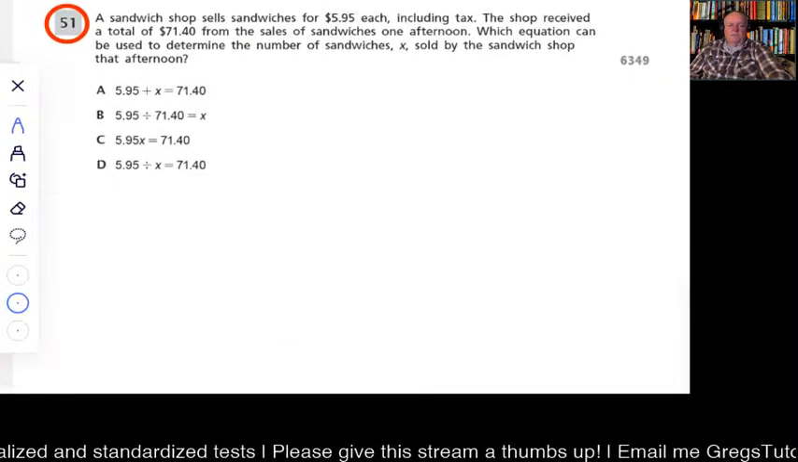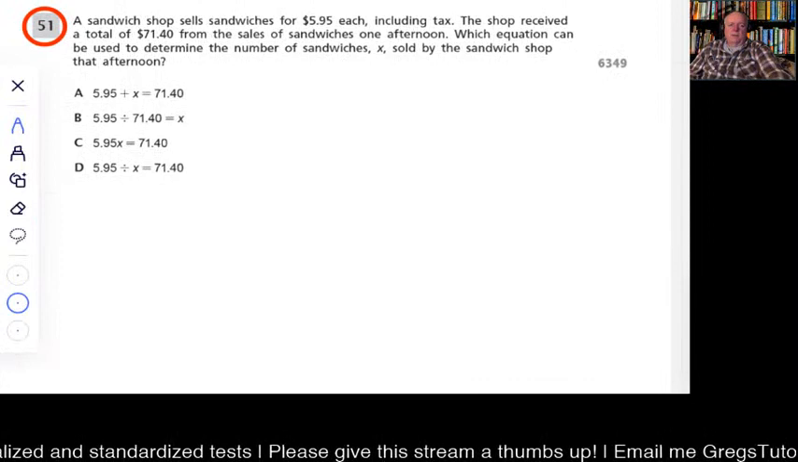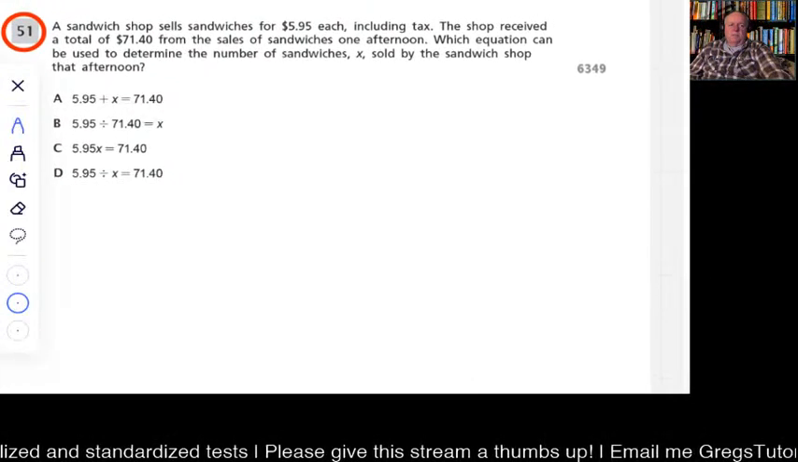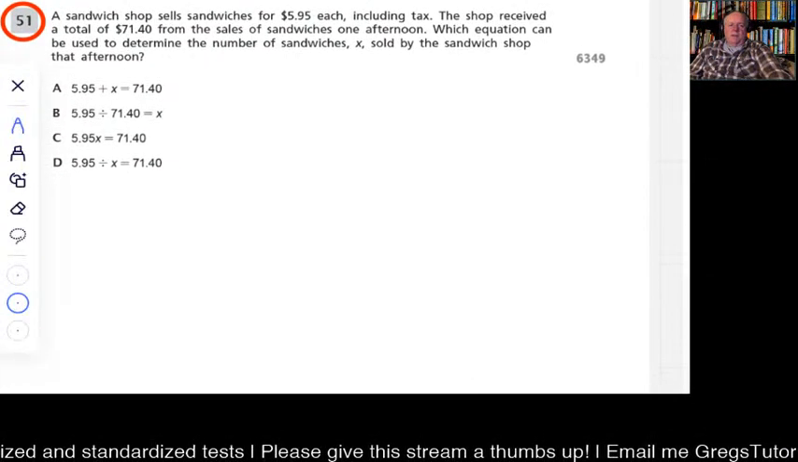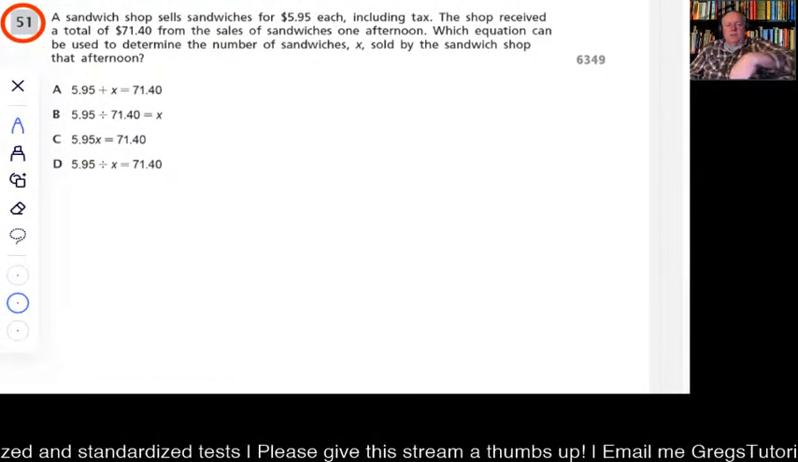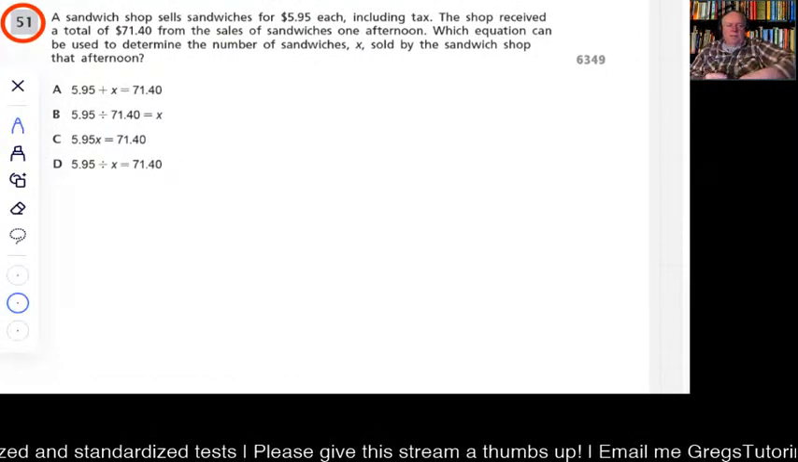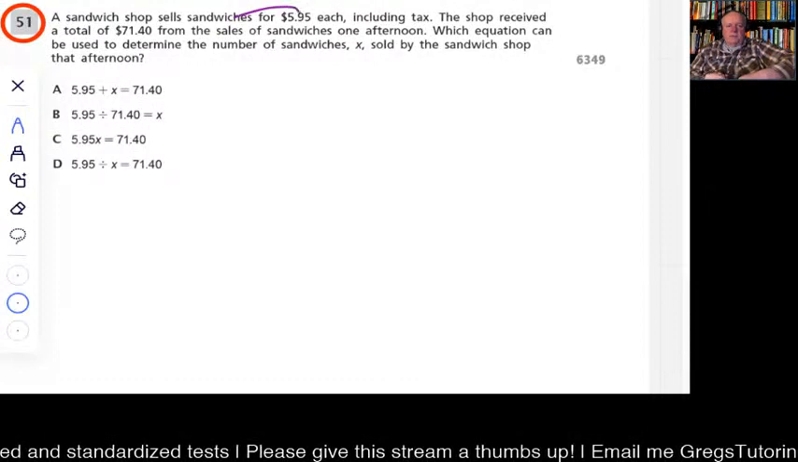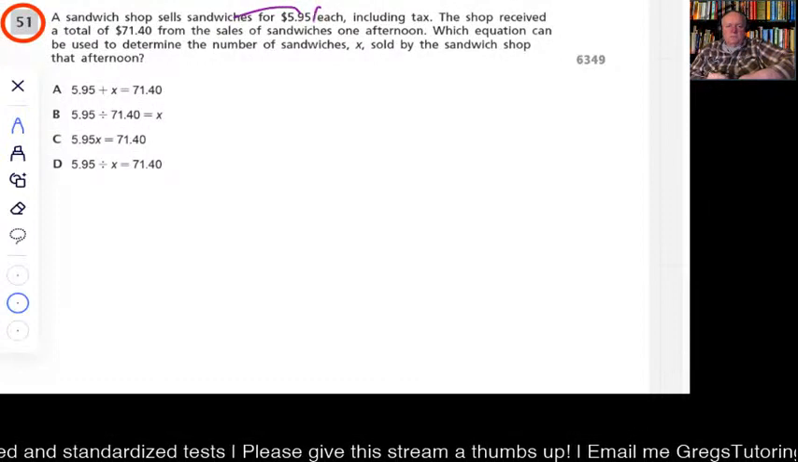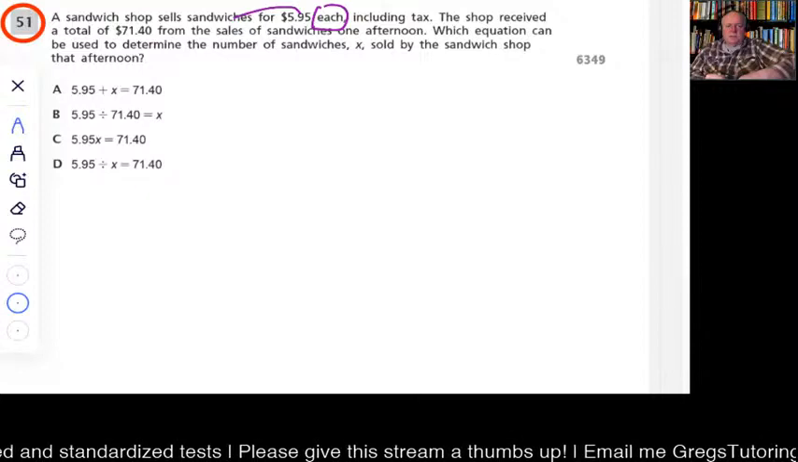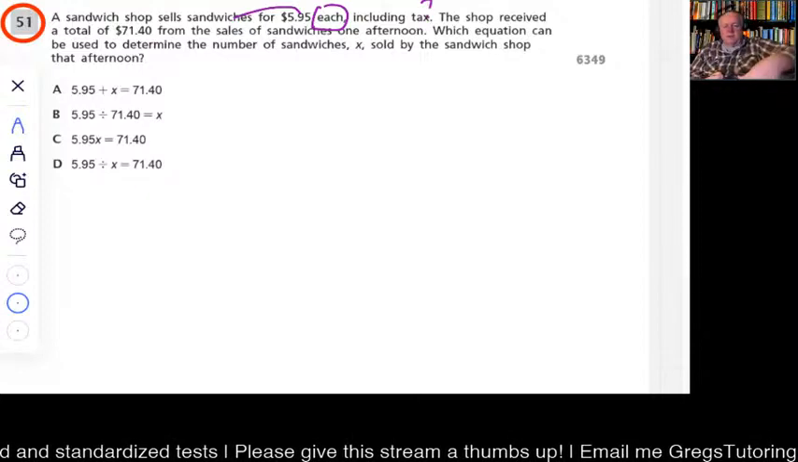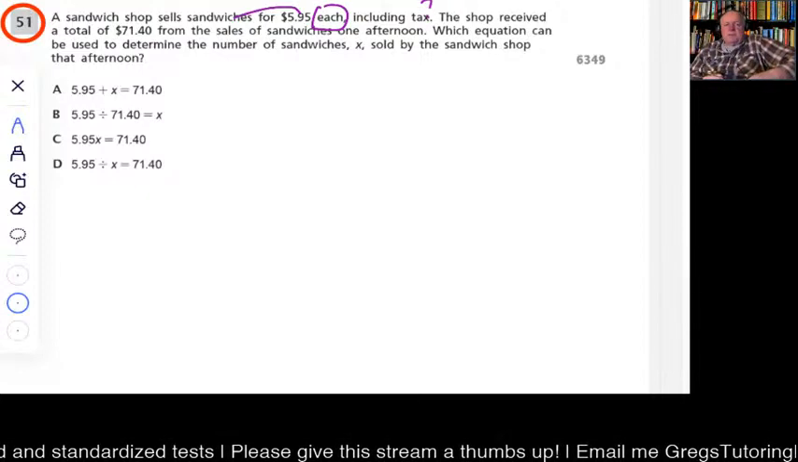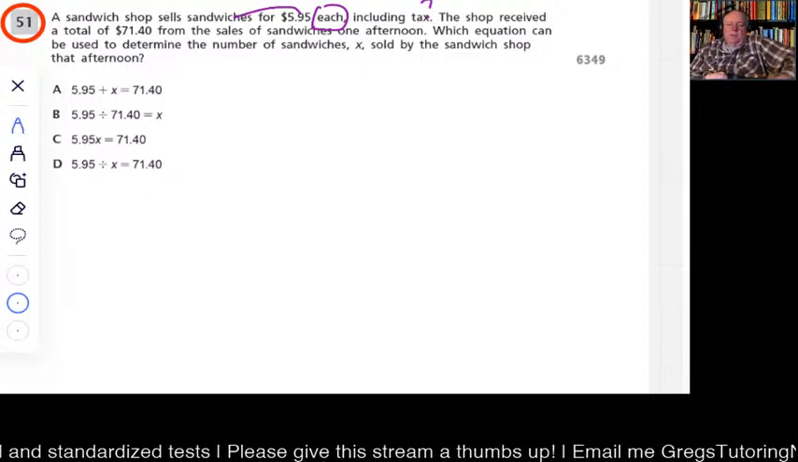Okay, so 51 is strictly a word problem. There's a couple of nasty numbers stuck in the middle there. Let's see why. A sandwich shop sells sandwiches for $5.95 each, including tax. Is that important to have written? Enough examples mention tax and it never comes into play. So let's see what happens here.